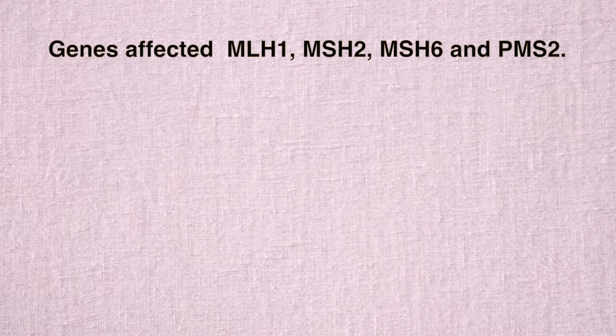What are the genes affected in microsatellite instability? There are 4 genes studied. They are called the MMR genes, or mismatch repair genes. They include MLH1, MSH2, MSH6, and PMS2.